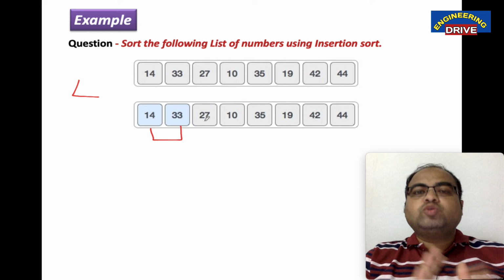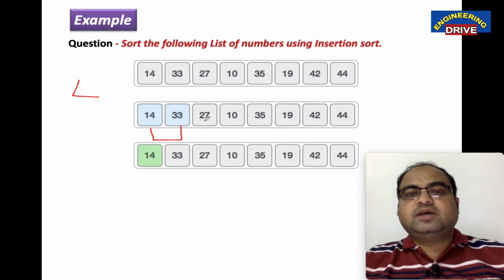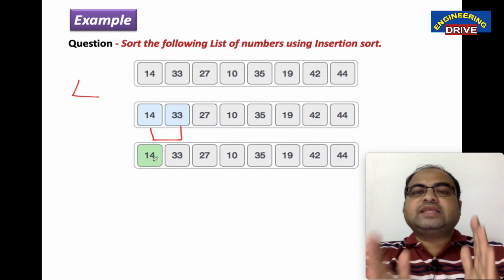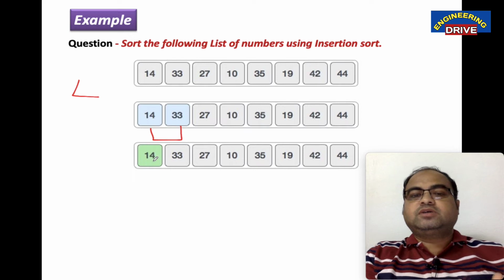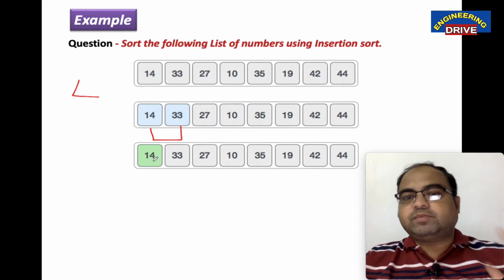So what we need to do? No need to do anything. Just go to the next step. Write down as it is this set of numbers. So 14 will come in the safe zone, which means in the sorted sublist. That's why I have kept it in the green color. So 14 came into the sorted sublist now.